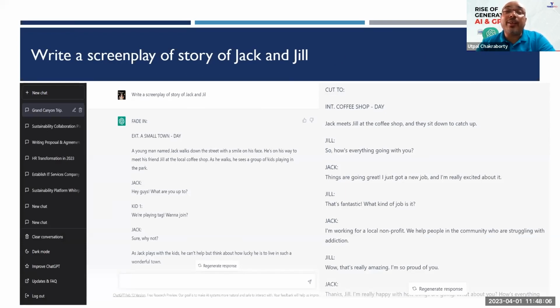to write me a drama screenplay. Probably those who are in the creative field write this kind of screenplay day in, day out, for their drama or movie or even for serials and TV. In the media field, it is required everywhere, right? I gave it Jack and Jill, a very popular story: Jack and Jill went up the hill. It gave me a nice screenplay, you can see. I did the same thing with GPT-4 also, and it is far better. Both are good, in fact.